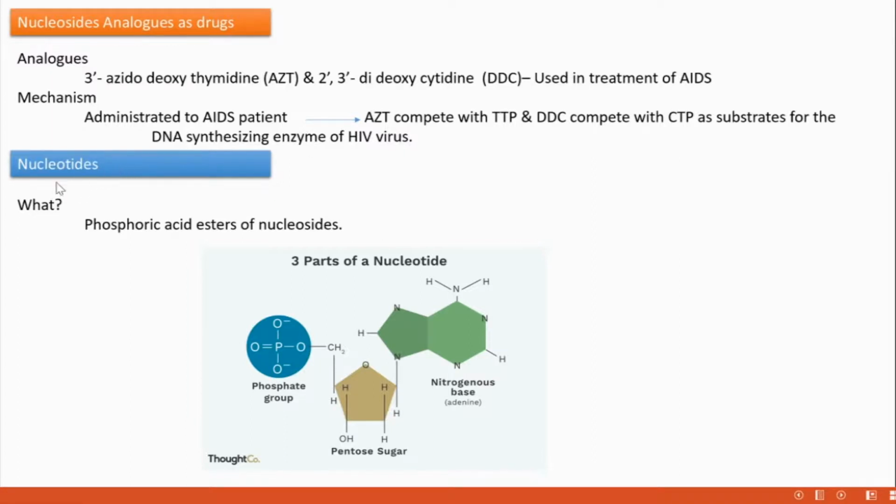Then we are moving to nucleotides. What is the additional unit joining with the nucleoside? A phosphoric group. When a phosphoric group joins the nucleoside, it becomes a nucleotide. So a nucleotide has three component parts: a pentose sugar, a base, and the phosphate group. If these three parts join, it becomes a nucleotide. In a nucleoside the phosphate group is absent; there is only sugar and base.